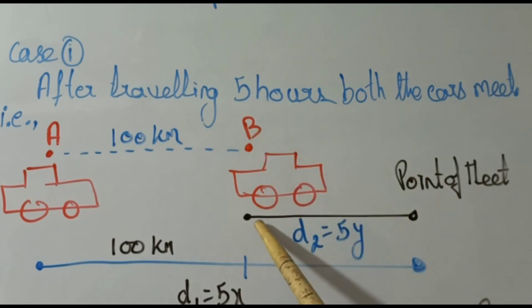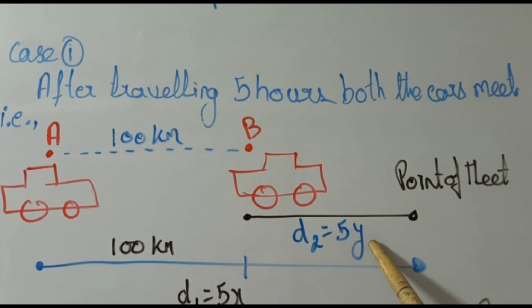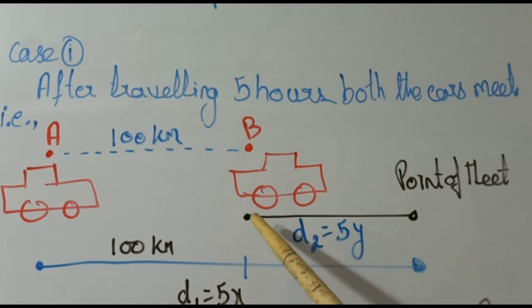The distance traveled by the second car is only 5y. The first car has met the second car after 5 hours, which means it traveled that distance and also covered the distance of 100 kilometers. That is distance d1, which is 5x, and this 5x is the combination of 100 and also 5y. That is what you are supposed to remember.